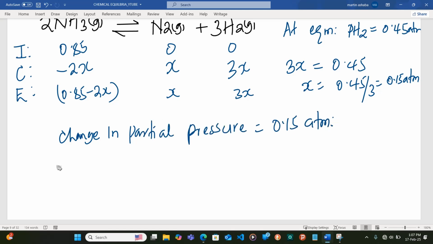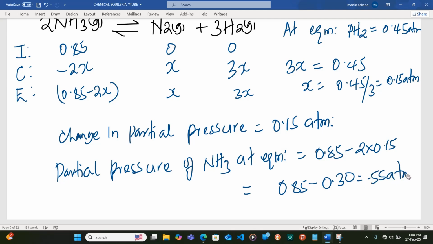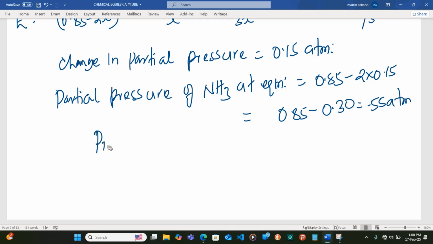So the partial pressure of ammonia at equilibrium is going to be 0.85 minus 2 times 0.15. This is giving us 0.85 minus 0.3, and this is going to give us 0.55 atmospheres. So the partial pressure of ammonia is 0.55 atmosphere.